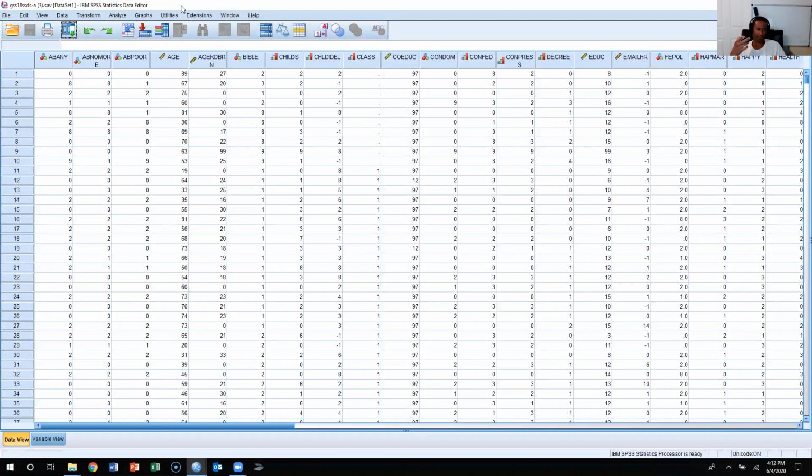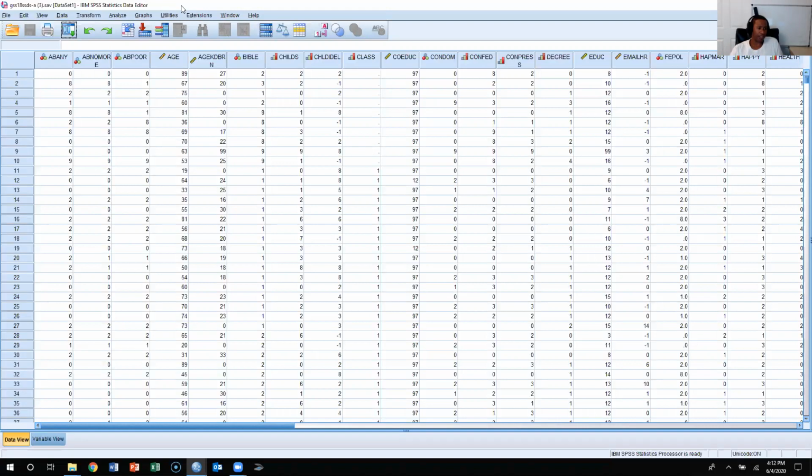So let's just say I believe that as your education level increases, the average age when your first kid is born is going to be higher. And women who have lower levels of education, the average age when they have their first kids is going to be lower than people who have higher levels of education. So what I can do is conduct the ANOVA procedure.